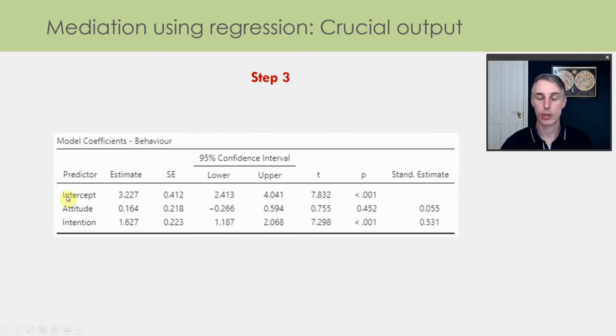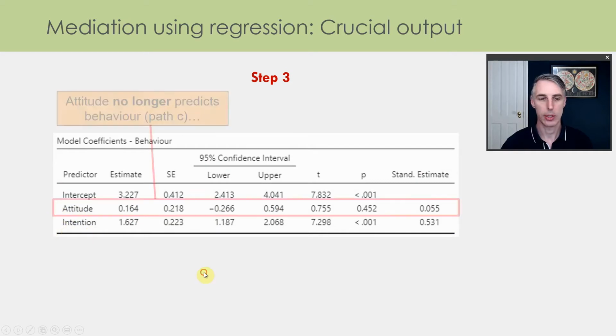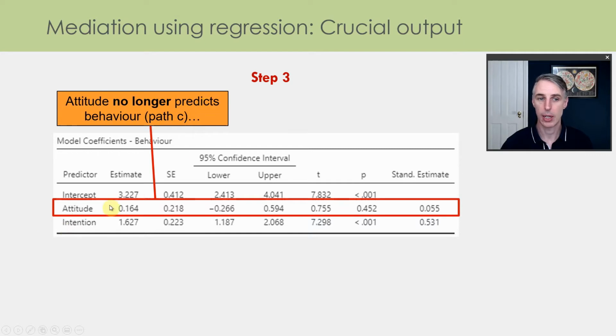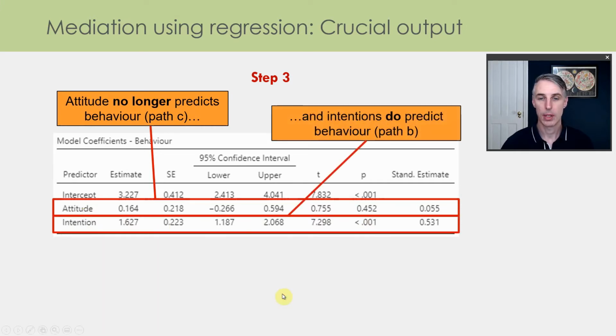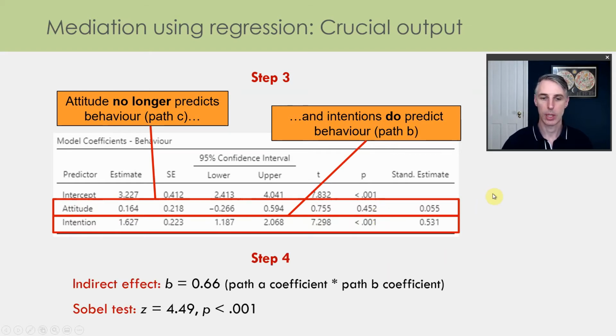Then in the third step, we're testing the effect of attitude when we have intention, the mediator, in the model. And what we can see here is that attitude is no longer a significant predictor of behavior when intention is in the model. In contrast, this is our path B now, intentions do predict behavior. So intention is a significant predictor of behavior, but attitude is no longer a significant predictor of behavior once intention was added.